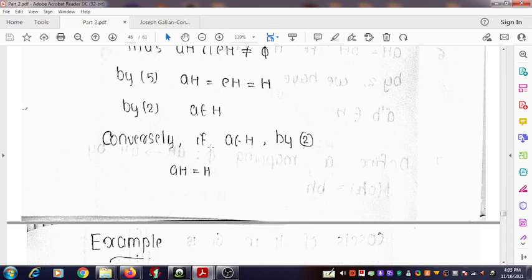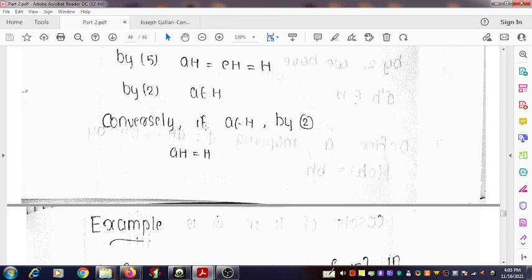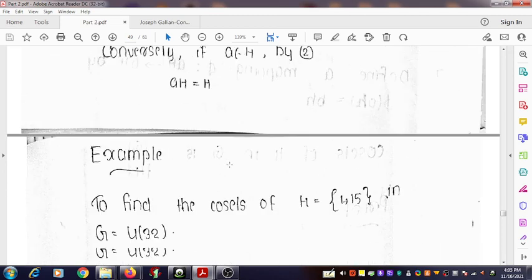Then to prove the converse part, if we assume that A is an element of H, then by using property 2, AH equals H. So if A is an element of H, then using property 2, we can easily say that AH equals H.